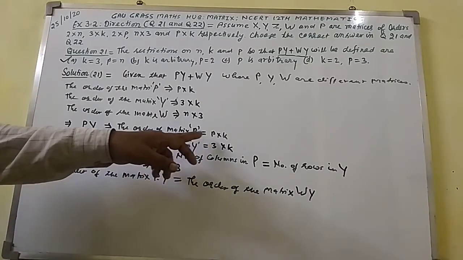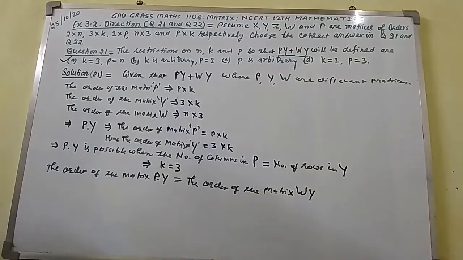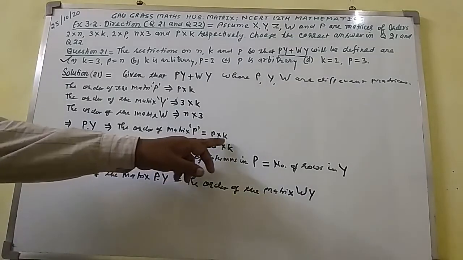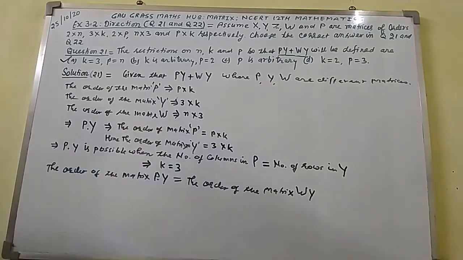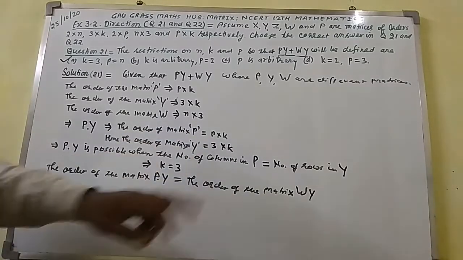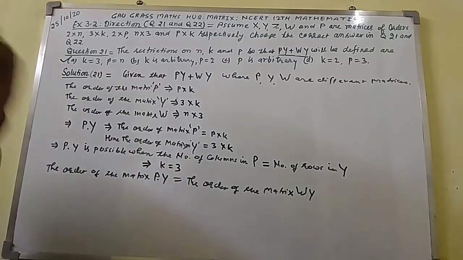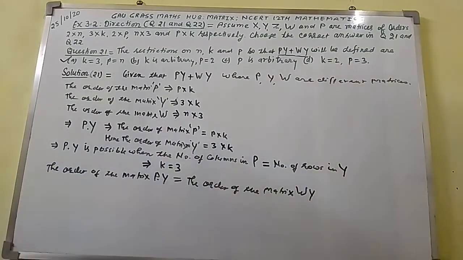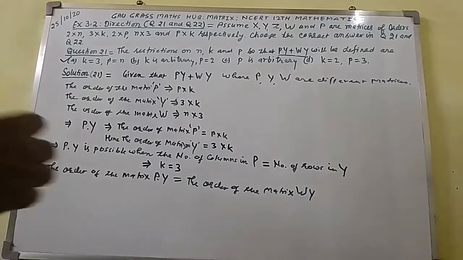Matrix P is multiplied to matrix Y. This one has order this one, this one. This is P, this is Y. So both will be projected together. So you will get here the order of the matrix P.